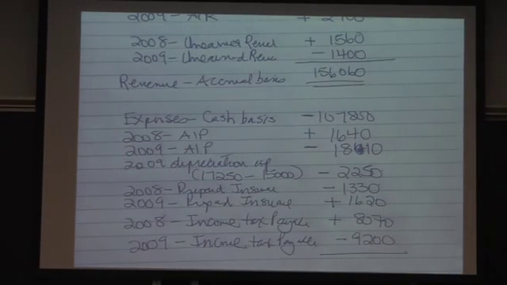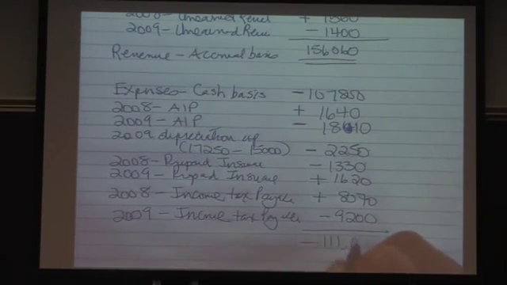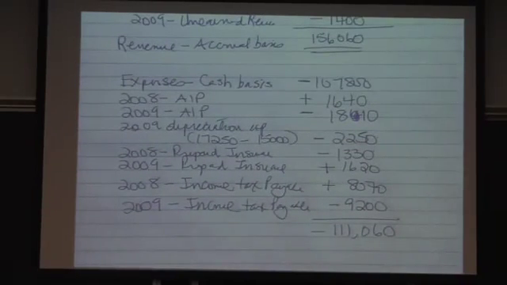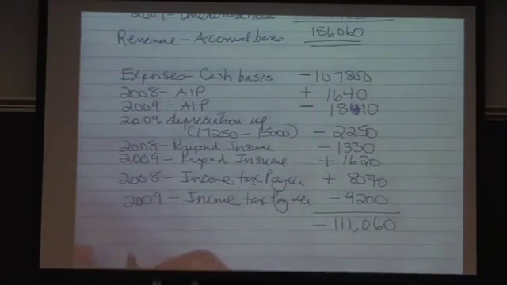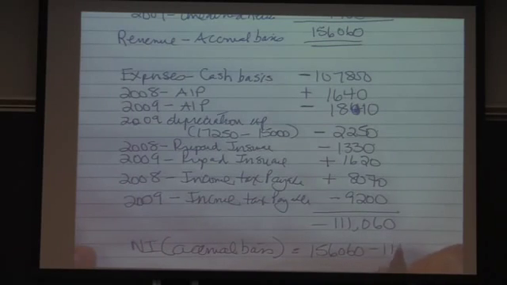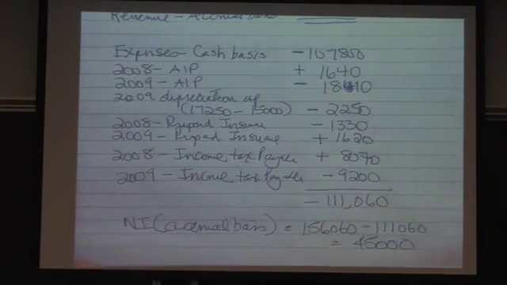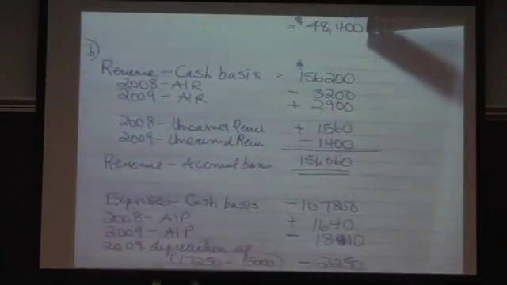So once again, if we add all these up, we'll see that we've got an expense of 111,060. So net income under the accrual basis equals 156,060 minus 111,060 to give me 45,000. So that's the net income under the accrual basis. And you can see such a significant difference, isn't there? Well, not really significant. It's 45,000 versus 48,400.